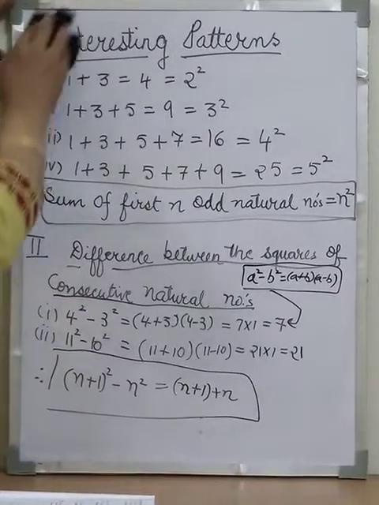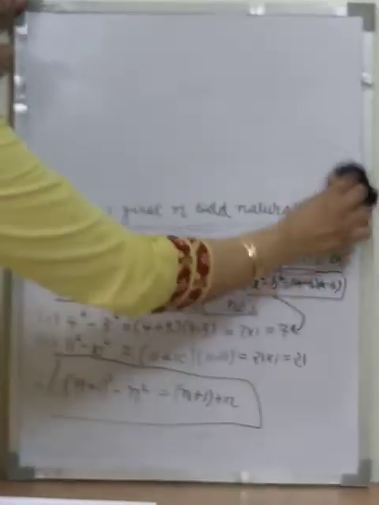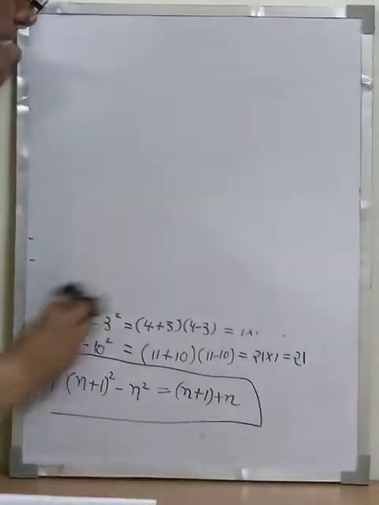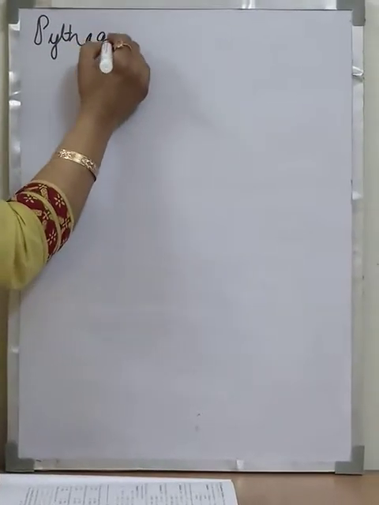Then I will discuss one more thing today with you, that is the Pythagorean triplet. What is a Pythagorean triplet? See, you know the Pythagoras theorem very well. The sum of base squared plus height squared is equal to hypotenuse squared. The hypotenuse is the largest number, the longest side, and its square is equal to the sum of the squares of the remaining two sides. So now I am going to discuss a Pythagorean triplet.